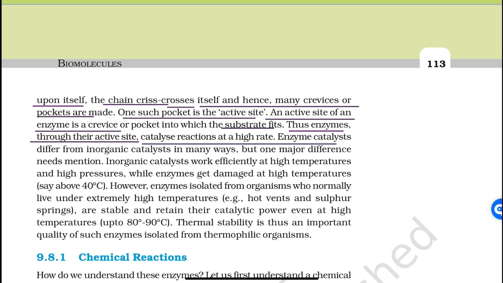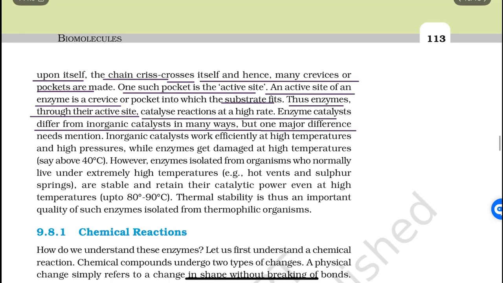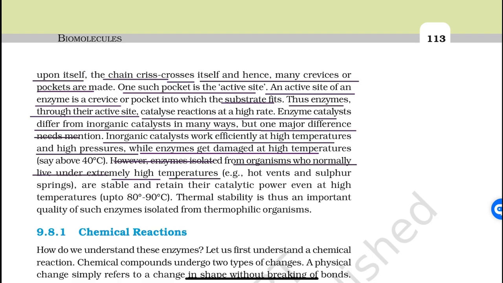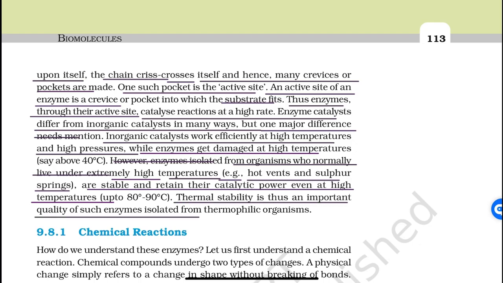Enzymes differ from inorganic catalysts in many ways, but one major difference needs mention. Inorganic catalysts work efficiently at high temperatures and high pressures, while enzymes get damaged at high temperatures. However, enzymes isolated from organisms that normally live under extremely high temperatures, for example, hot vents and sulfur springs, are stable and retain their catalytic power even at high temperatures. Thermal stability is thus an important quality of such enzymes isolated from thermophilic organisms.